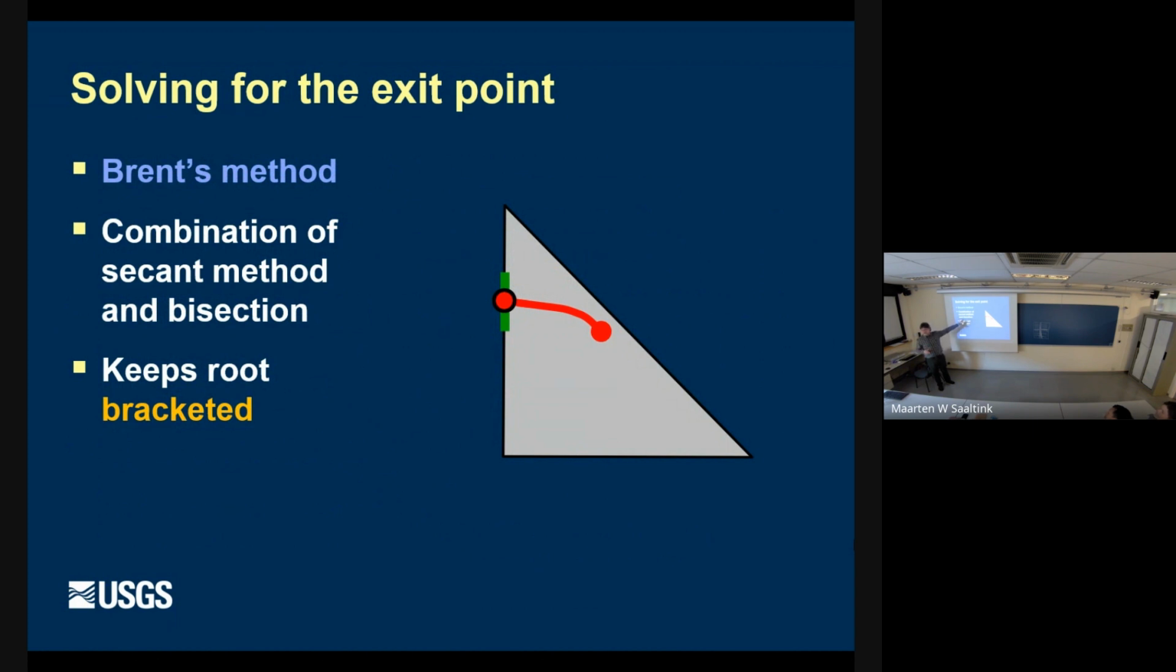Now, it's slower than Newton-Raphson, right? But Newton-Raphson can lose the root; it's only guaranteed to converge if you start close enough. But what's close enough? We never know close enough. So Brent's method is guaranteed to work. So it keeps the root bracketed.